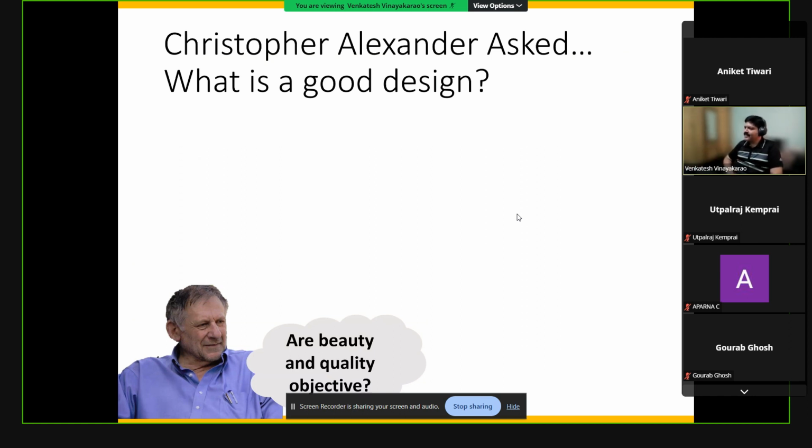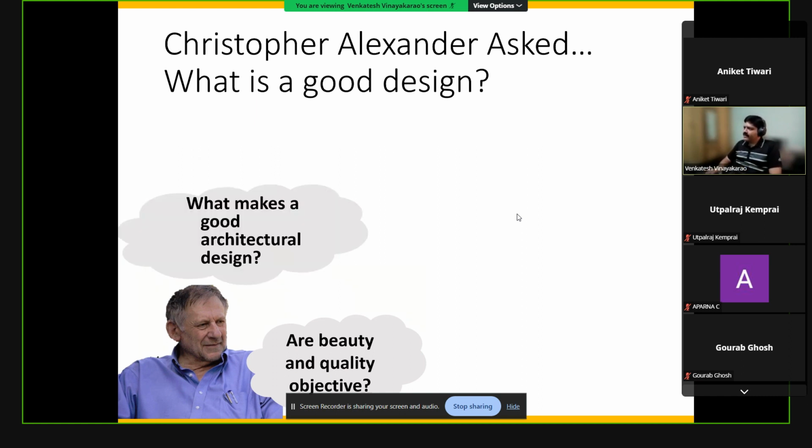So Christopher Alexander had this bugging question: are beauty and quality objective or not? So he dropped everything. He went to Berkeley and he wanted to study this. And he asked this from an architectural perspective. I mean, building construction perspective. Okay, not software development.